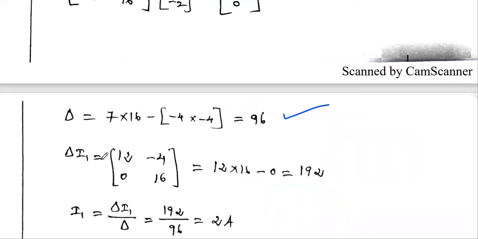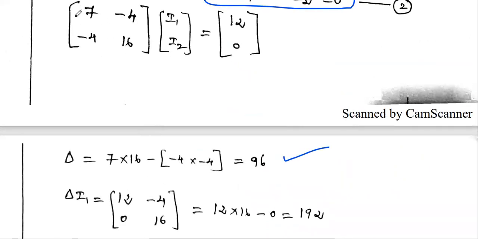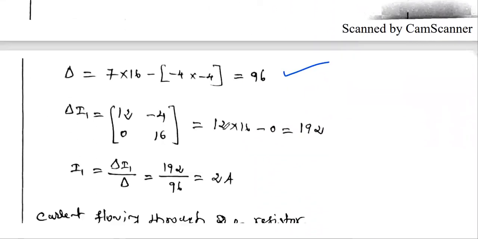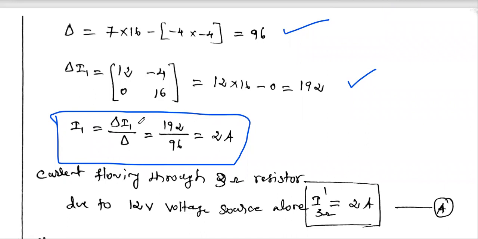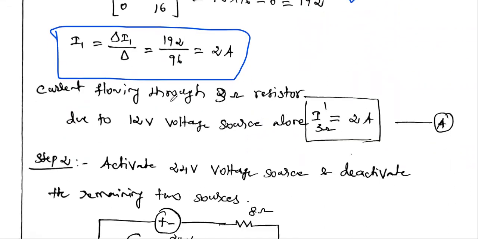Then del I1 you just find. Okay, so for del I1, you just replace the first column by the constants. So you just find del I1. The ratio of del I1 by del is the I1 current. So this 2 amps, this I1, is the current flowing through the 3 ohm resistor due to the 12 volt voltage source alone. Okay, so you just consider this as I dash.